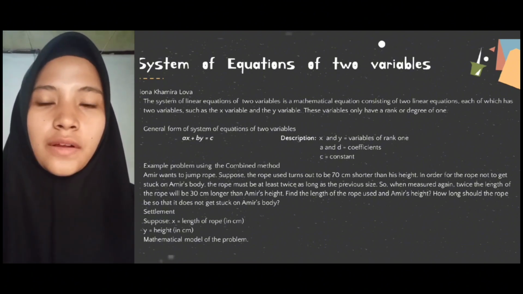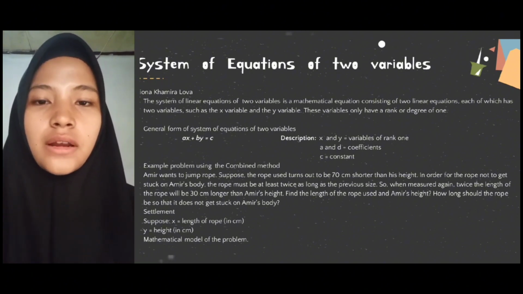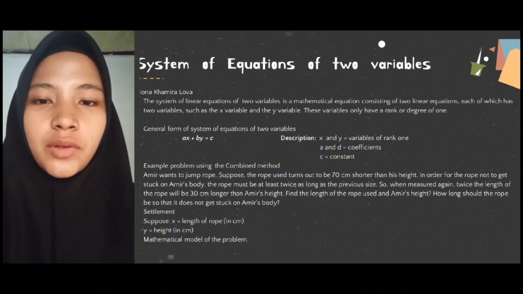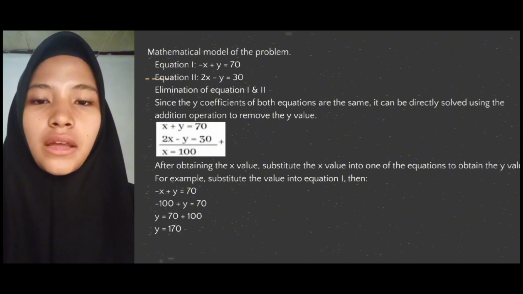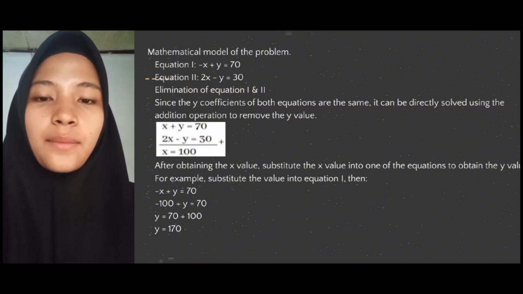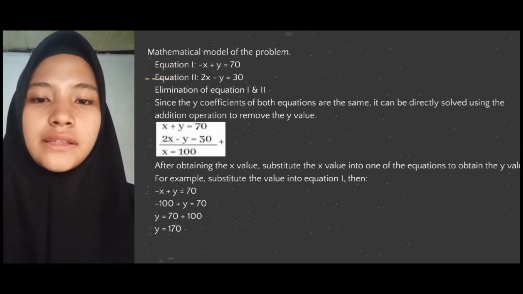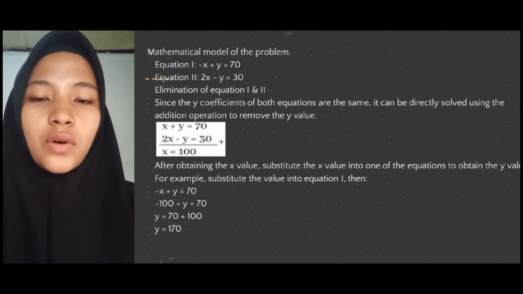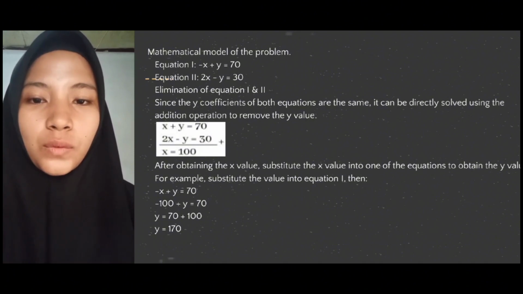Elements. Suppose x equals the length of the rope in centimeters, y equals the height in centimeters. Mathematical model of the problem. Equation 1: minus x plus y equals 70. Equation 2: 2x minus y equals 30. Elimination of equations 1 and 2.